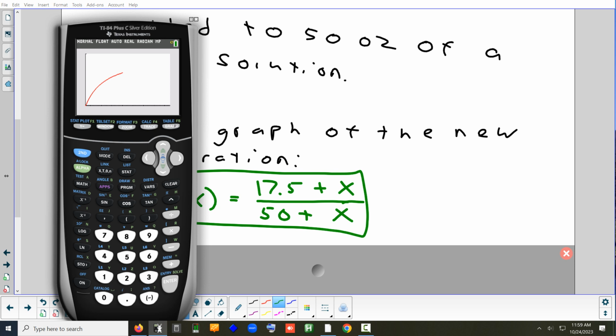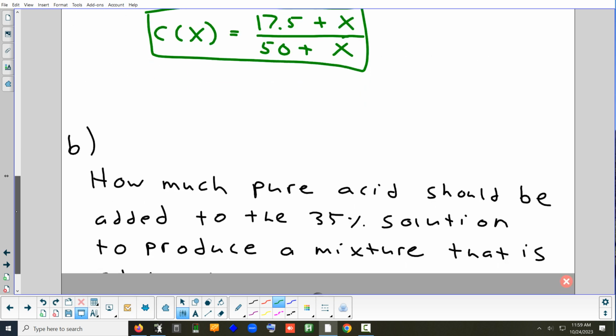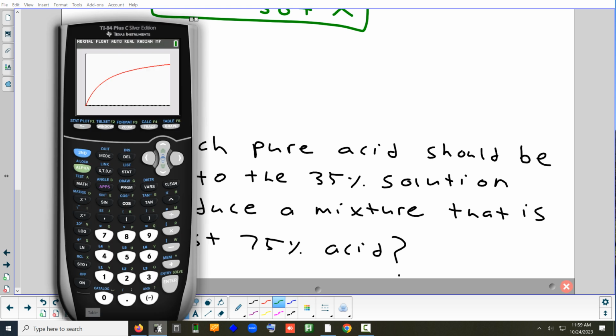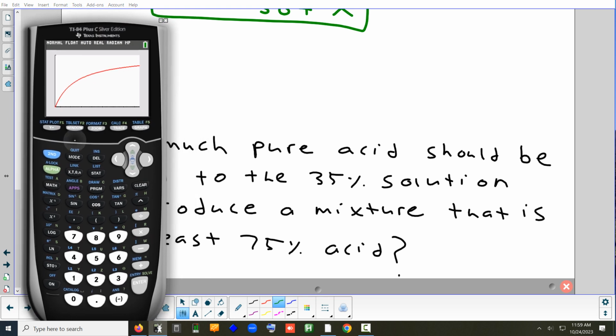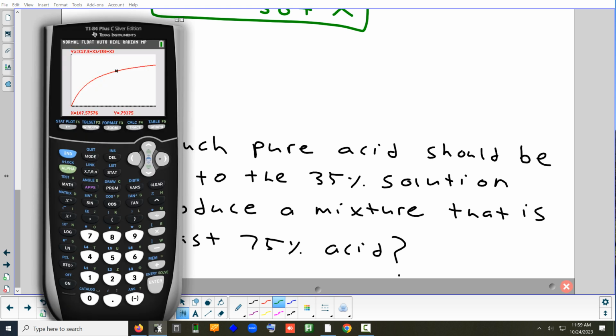So there's your concentration. The more and more acid you add, the higher the concentration gets, but it's starting to level off. What we want to know is how much acid you would have to add to make the mixture exactly 75%. So it's at 35. I want to get it up to 75. How do you think I would use my graph? You could do the trace thing. We could try to trace, but we might not get exactly that number. See how the numbers are kind of like 0.79? I want exactly 0.75, but I might not be able to get it.